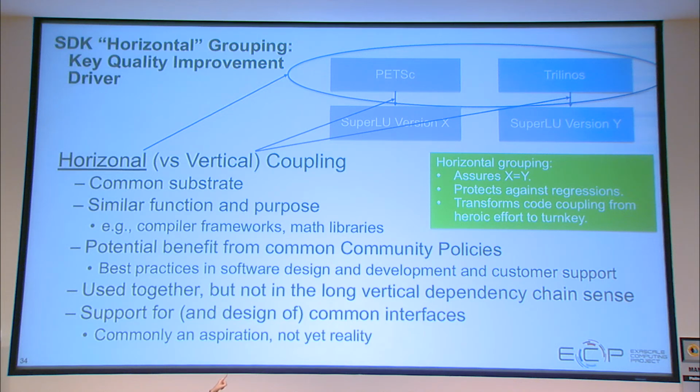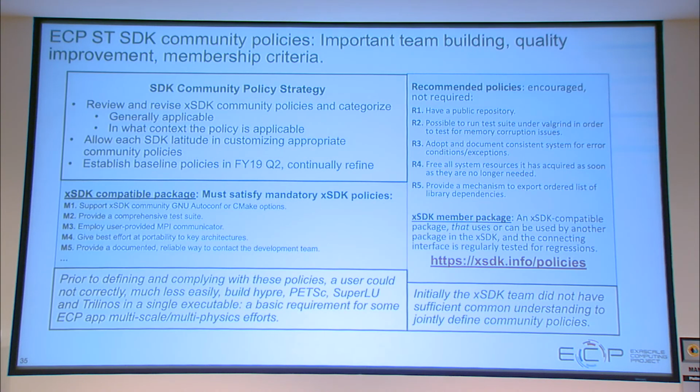So it would ensure that when you have these horizontal groupings of functionality, so for example, a multi-physics application that needs both PETSc and Trilinos, all of which relies on some version of SuperLU or some other version of MPI or what have you, that X equals Y. So the two versions of SuperLU will in fact match. And that can be a huge gain in terms of time, developer time, when compiling and building. So that's really what we're looking at.